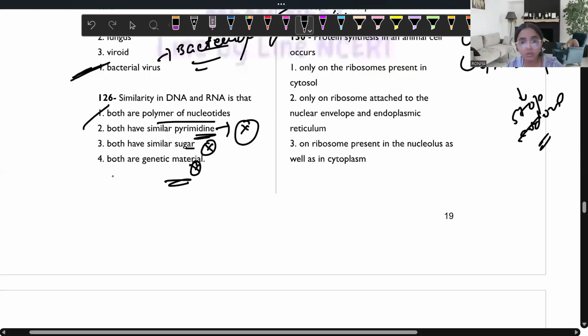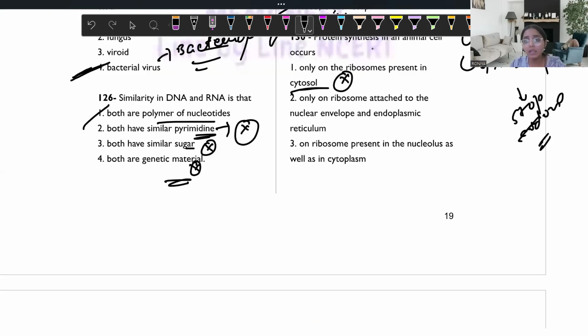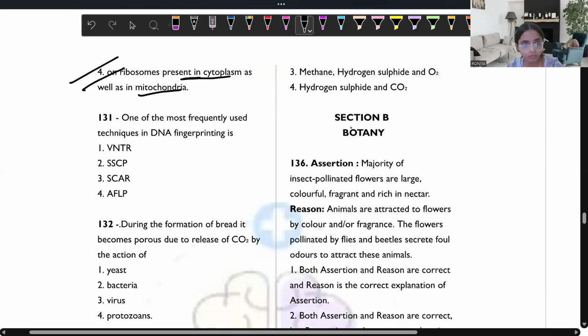And why not the other options? Only ribosomes present in cytosol is wrong, because if ribosomes are present anywhere, they can synthesize protein. Only ribosomes attached to nuclear membrane and ER are also wrong. I told you, if a ribosome is present anywhere in the cell, it can synthesize protein. On ribosomes present in nucleus and in cytoplasm, this is also wrong, because in the nucleus, rRNA is synthesized. Ribosomal RNA.